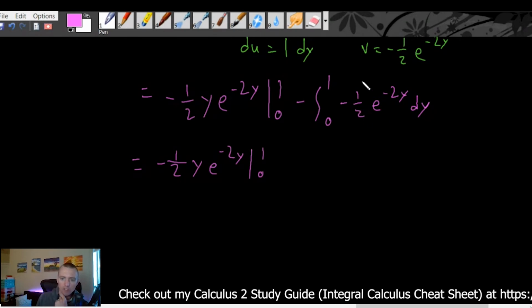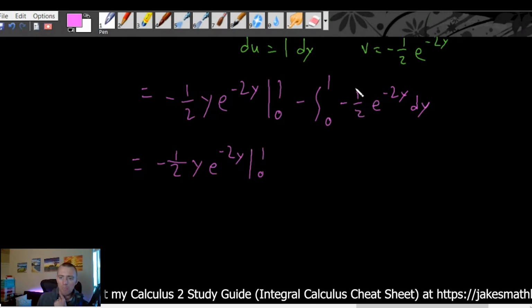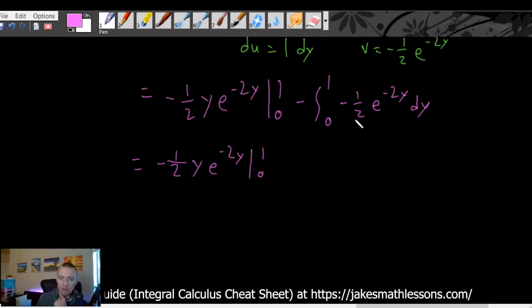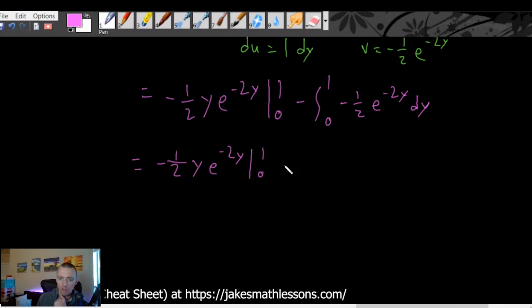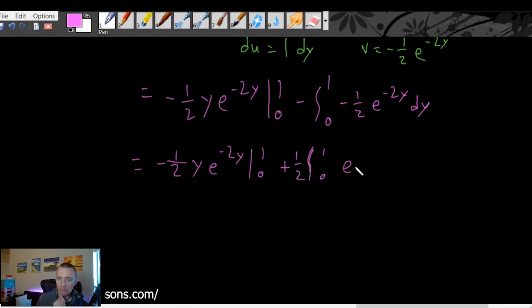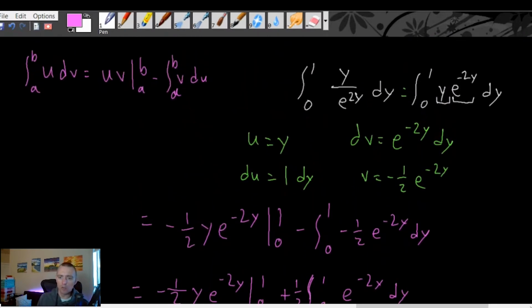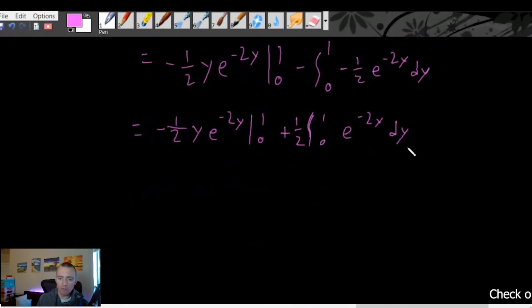Then what we can do here, let's just simplify this integral here. First of all, we have a constant which we can pull out. If we pull out a negative 1/2, the negative from here is going to cancel with that negative there, giving us plus 1/2 times the integral from 0 to 1 of e to the negative 2y dy. So now what we've done is we've applied this integration by parts formula to rewrite this original integral in a form that just requires us to find the integral of e to the negative 2y dy.